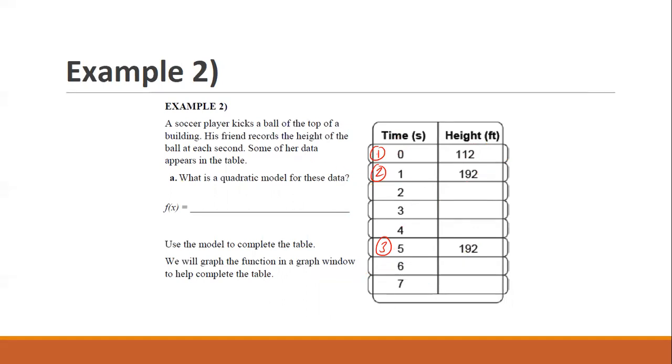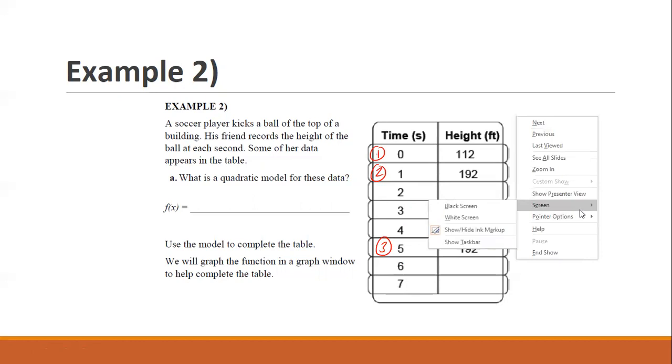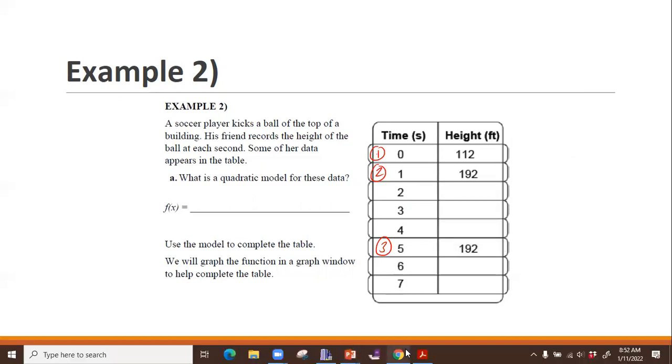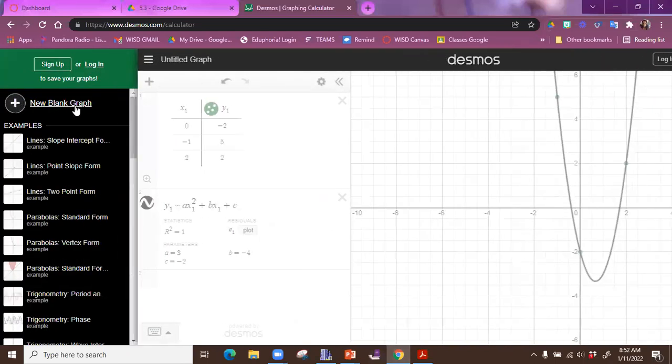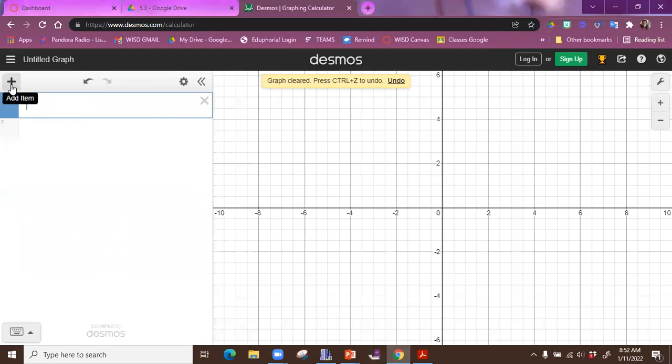All right. So we're going to go to our table. We're going to start it over. Let me go back to my Desmos. I'm going to start new. So you click this, the little 3 lines, and I just want to start a new blank graph. I'm going to add my table.